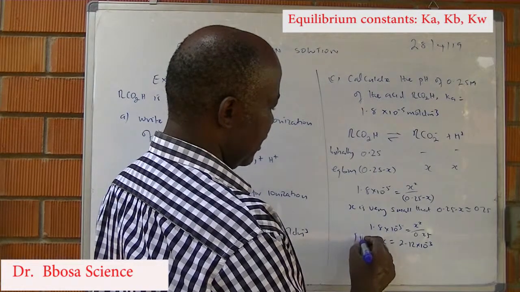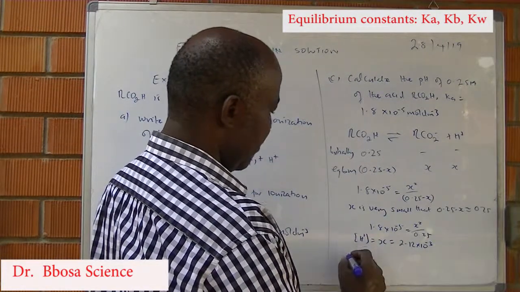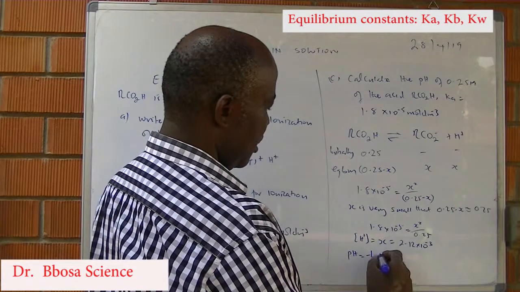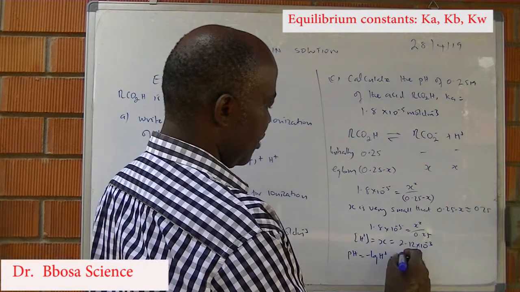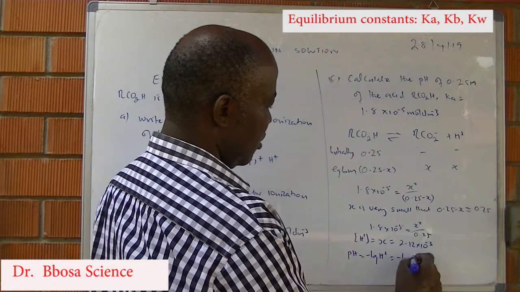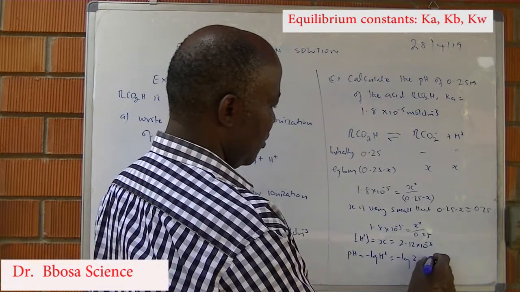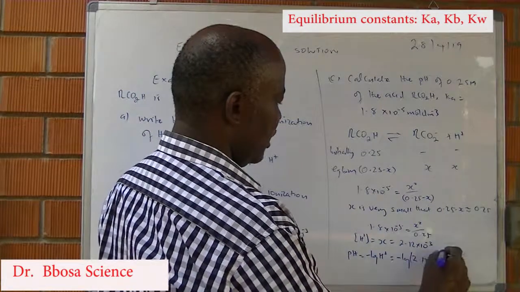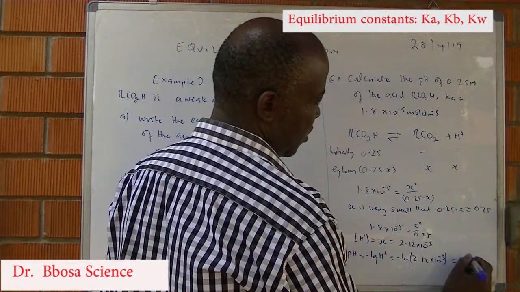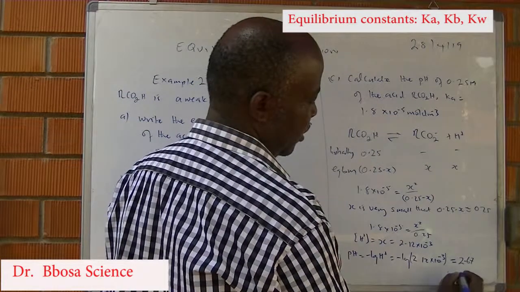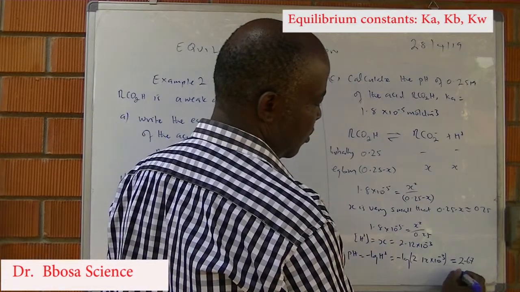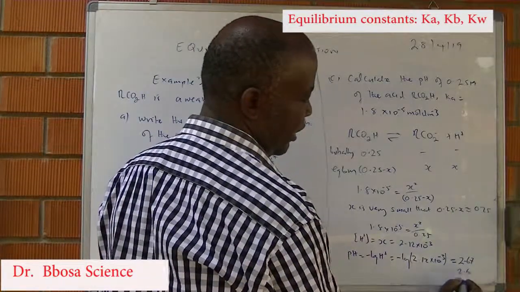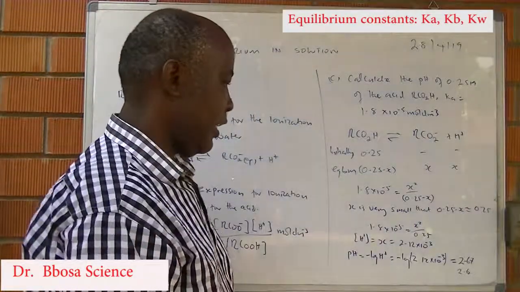the hydrogen ion concentration. Therefore pH is equal to negative log hydrogen ion concentration is equal to negative log 2.12 times 10 to the power negative 3, which is equal to 2.67 or 2.6. In the logs we don't round off, we just truncate.